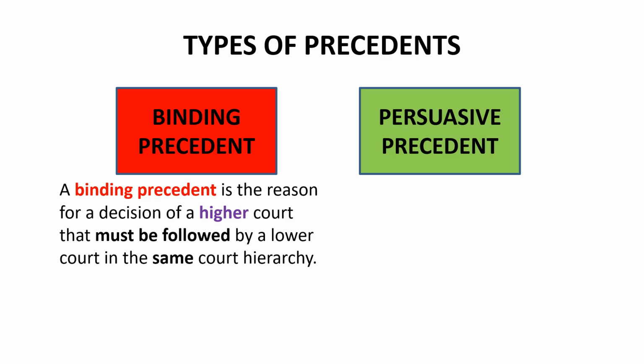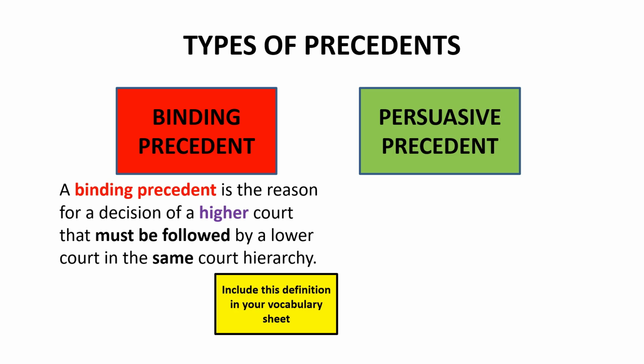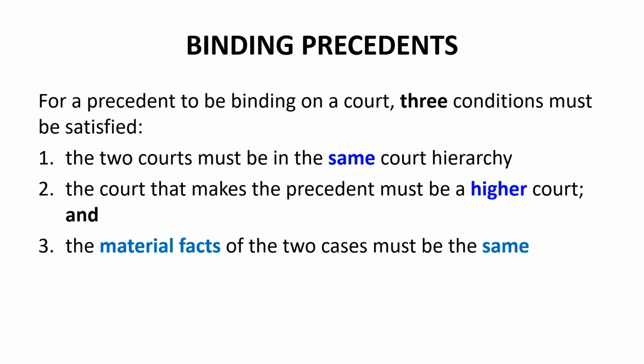Look down the left-hand side of your vocabulary sheet, find the term binding precedent and write this definition in there. There are three conditions that have to be satisfied before a precedent made by one court can be binding on another court when that other court is deciding a case.